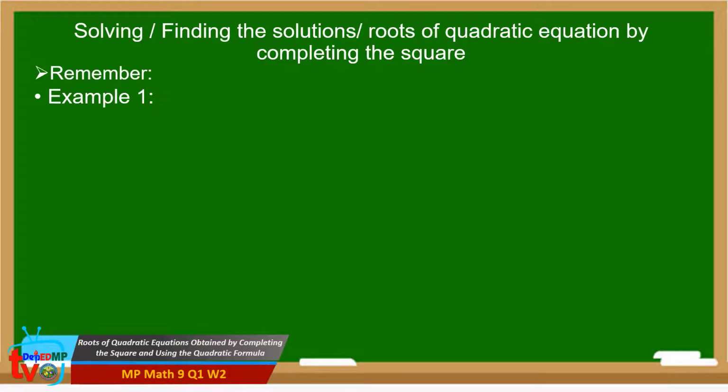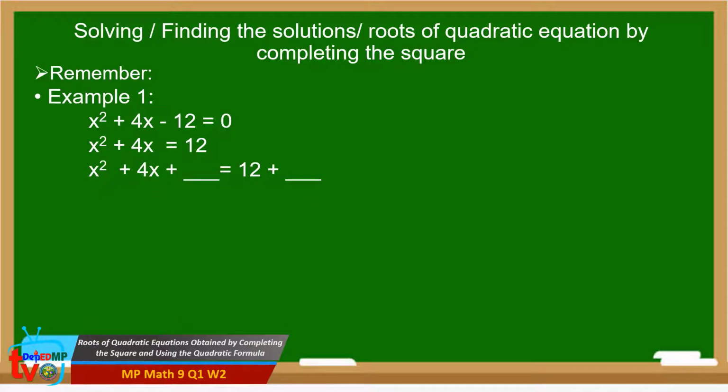Given a quadratic equation, x squared plus 4x minus 12 is equal to 0. First is to transform the quadratic equation by isolating the variables on the left side of the equation and the constant on the right side. The result is x squared plus 4x is equal to 12. Next, we rewrite it as x squared plus 4x plus blank is equal to 12 plus blank.